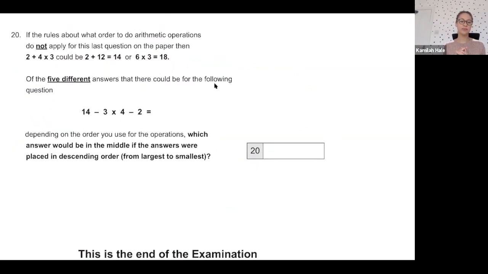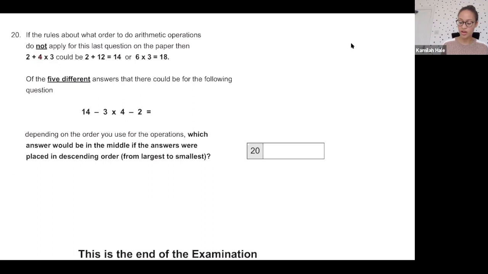Number 20. So if the rules about what order to do arithmetic operations do not apply for this last question on the paper, then 2 plus 4 times 3 could be 2 plus 12 equals 14, or it could be 6 times 3. So you either do this bit first and then you times by 3, or you do this bit first and then you add the 2 on. So we're not using BODMAS for any of this.